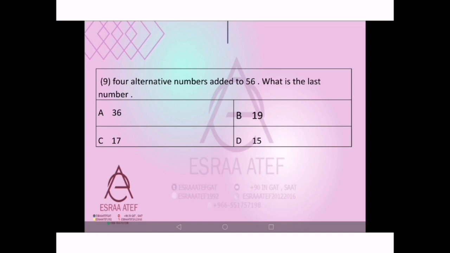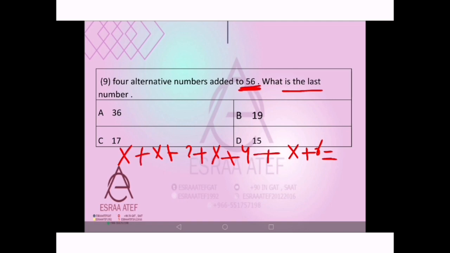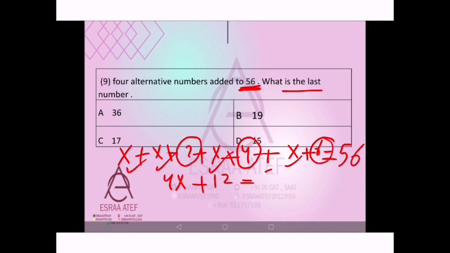Here we have four alternate numbers which added to each other give us 56. What is the last one? Alternate numbers means x, x plus 2, x plus 4, and x plus 6. If we add them to each other, they give us 56. So 1x plus 1x plus 1x plus 1x, so they are 4x. Then 2 plus 4 is 6, 6 and 6 is 12, which gives us 56.